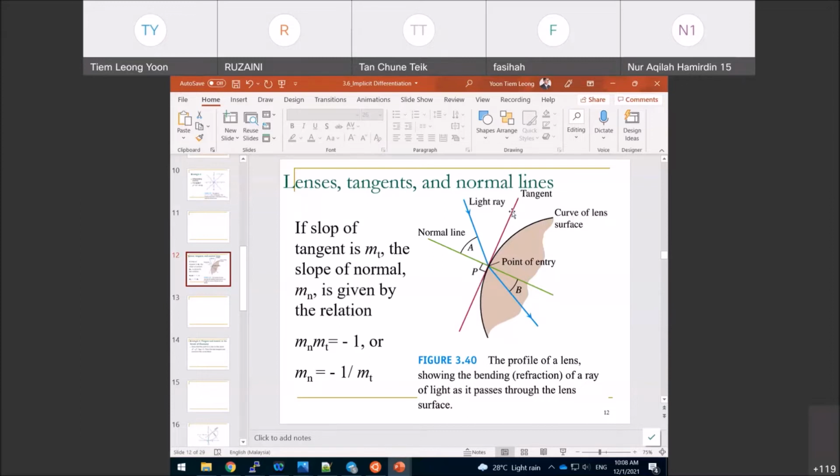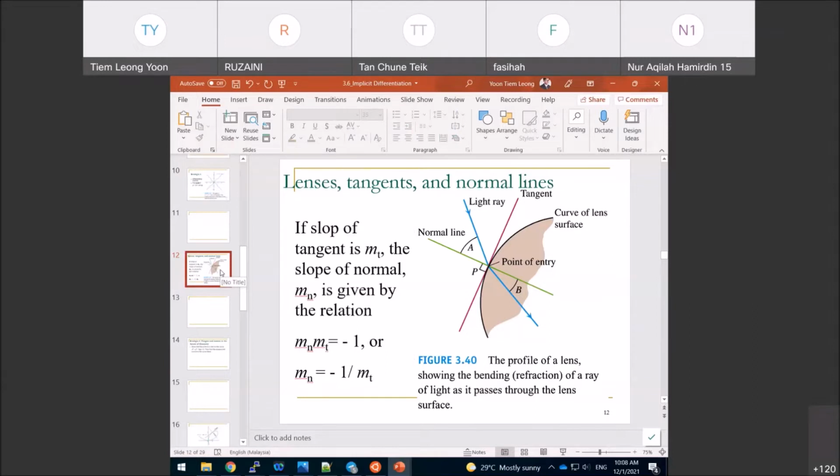Then a normal line is just a line that's 90 degrees with respect to the tangent line. So once you know the slope of the tangent line, the slope of the normal line is simply equal to minus 1 over the slope of the tangent line. So given the knowledge of the tangent line, it's easy to calculate the slope of the normal line, which is 90 degrees with respect to that. So this is the definition of the normal line.